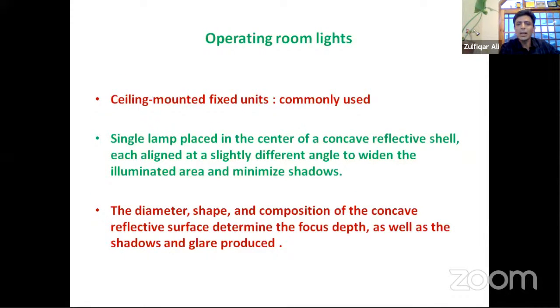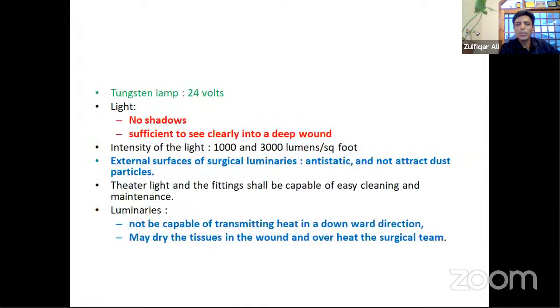The operating lights usually follow a concave reflective pattern shell on which they are aligned. Once we follow this pattern, they widen the illuminated area. The advantage is that the shadow of the operating person is minimized in the operative field. At the same time, we should remember that these lights should ideally be made of tungsten. Lights made of tungsten enhance better vision into a deep wound.